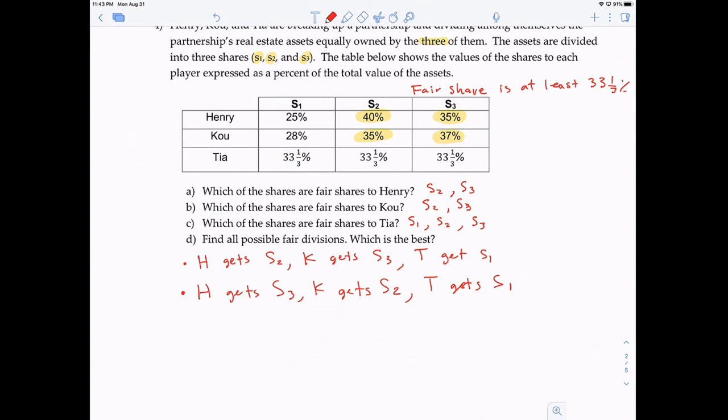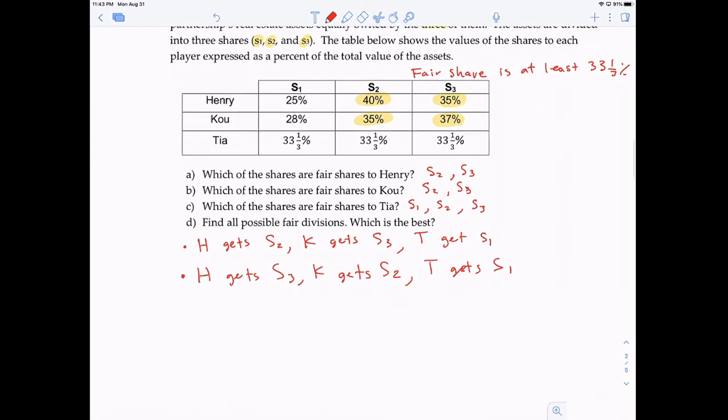So would there be any other possible fair divisions? Well, let's see. What if Hendry gets S1? Well, no, right? That wouldn't work. Or if Ku gets S1, that wouldn't work, because they don't view S1, the first share, as being a fair share, because it's not at least 33 1/3%.